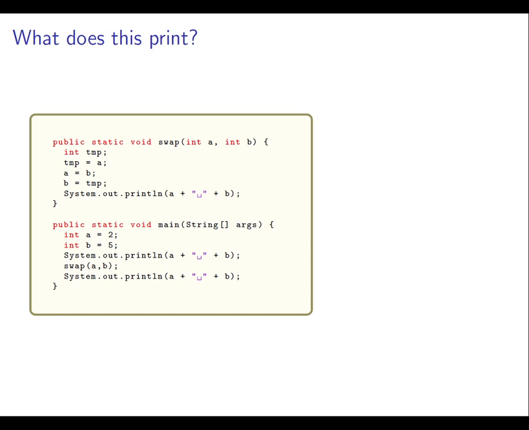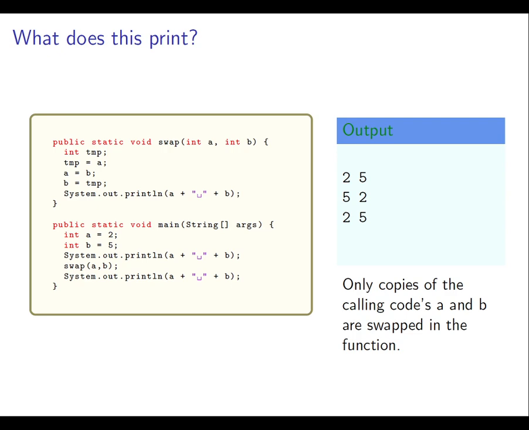Next question. What does this print? Pause the video. Have a think. Are you back? That's what it prints. Why? Because this is a classic example of where call by value means that the shenanigans that go on inside the swap function actually do not affect the original values of the similarly named variables a and b in the calling function.